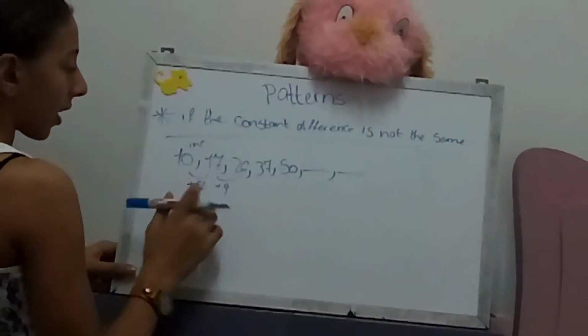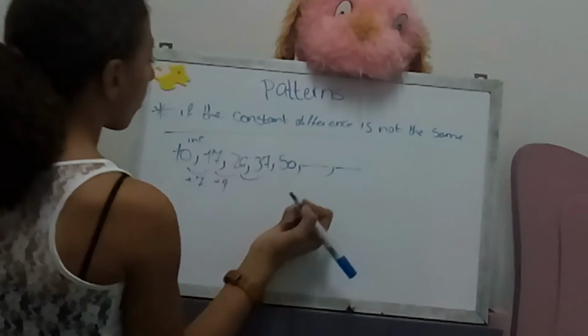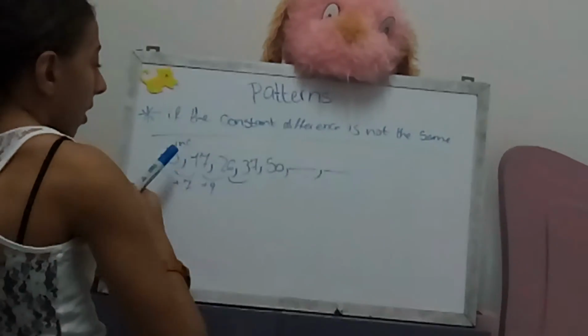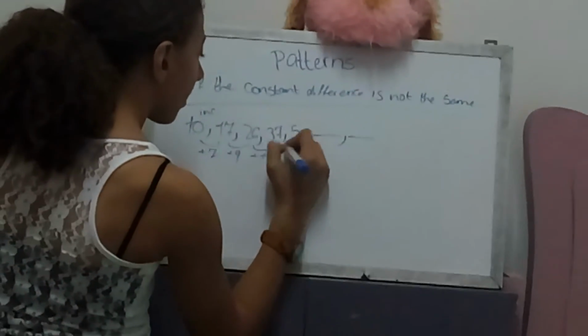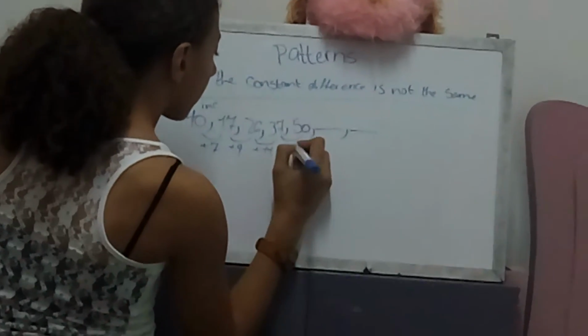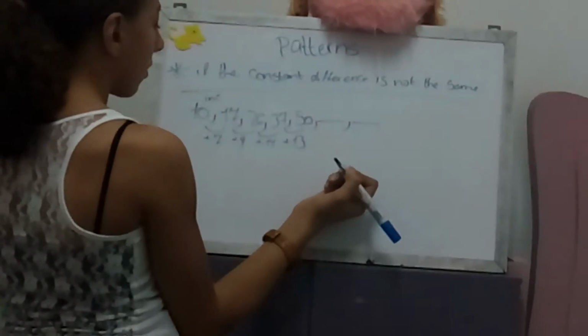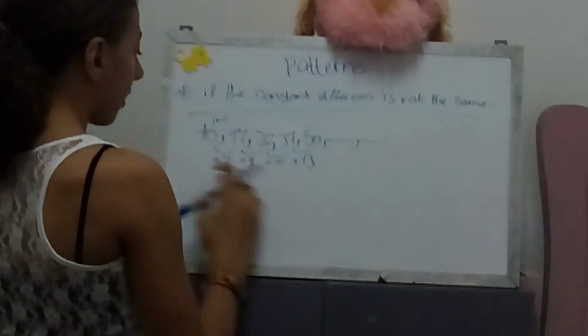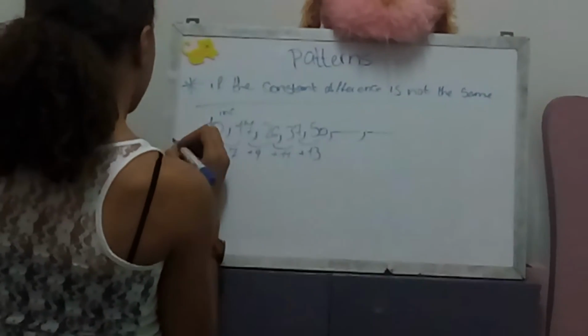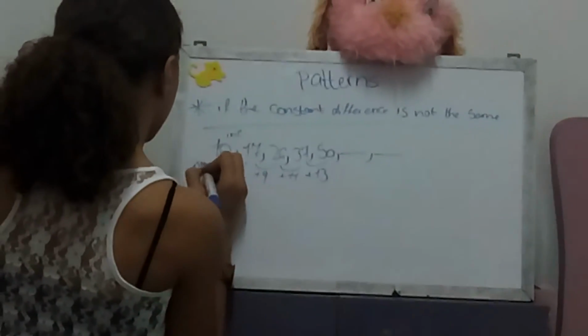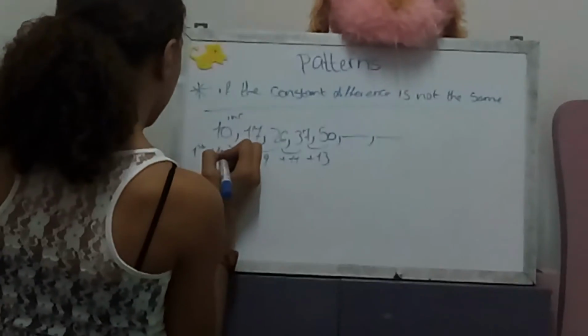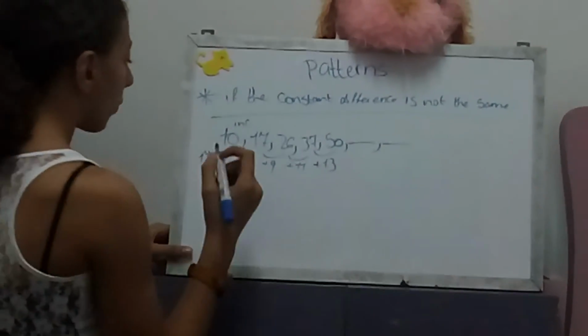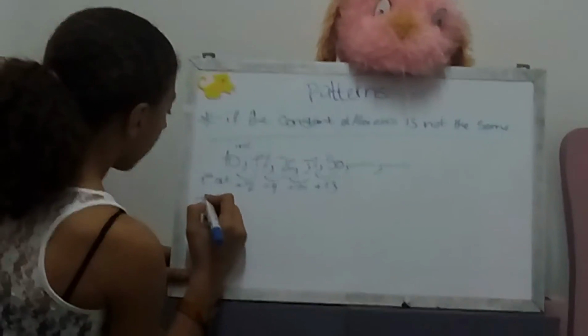This is not 7 like this. Okay, from 26 to 37 it's 11, and from 37 to 50 it's plus 13. Okay, so this is the first difference. We'll do a second difference.